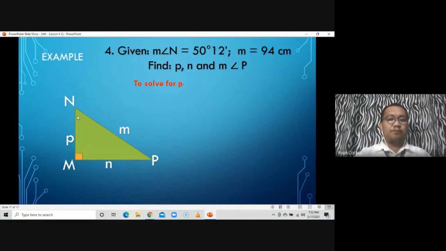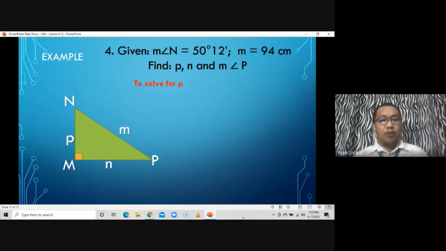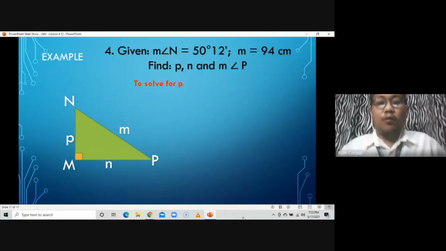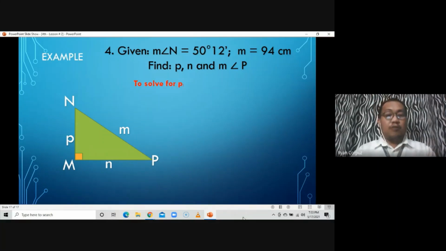So ito yon. With regards to this given measure of angle N, anong trigonometric ratio ang pwede natin gamitin para ma-solve yung value ng P, measure ng P. So, with regards to this angle N and yung given na M, ito yung given na isa. With regards to this angle N, how is it related to this side? Ito ay kanyang adjacent side. While this side M, yung isang given natin is the hypotenuse. So, adjacent and hypotenuse. So, anong trigonometric ratio yon? That means we are dealing with cosine. So, cosine yung gagamitin natin.